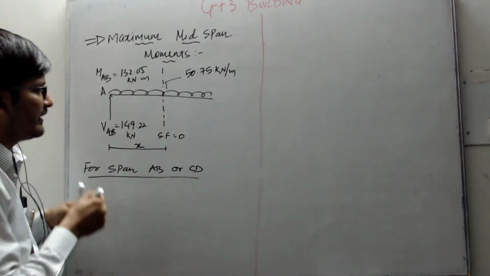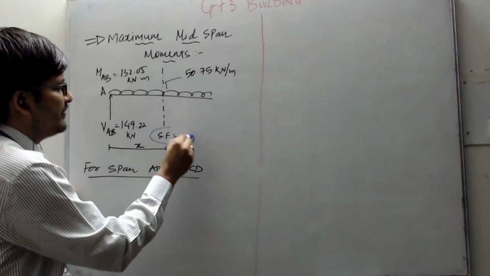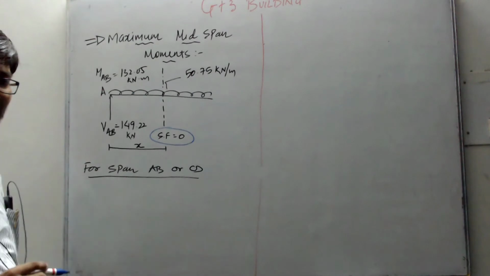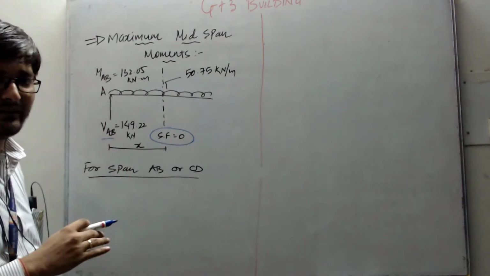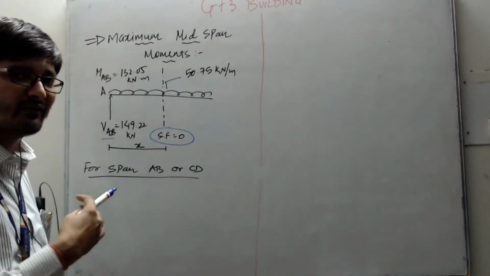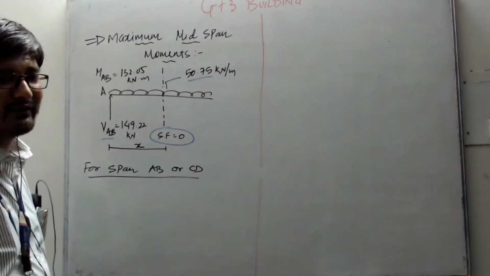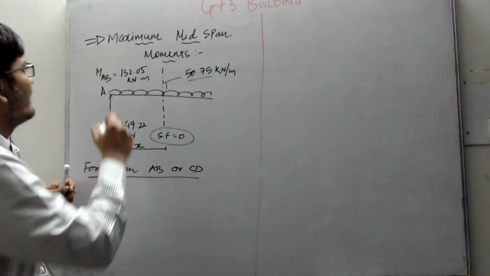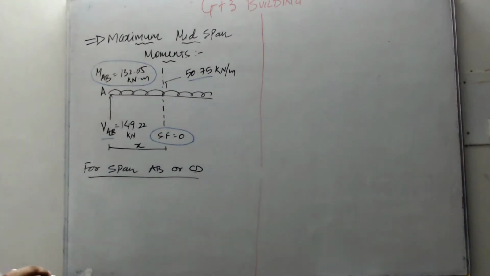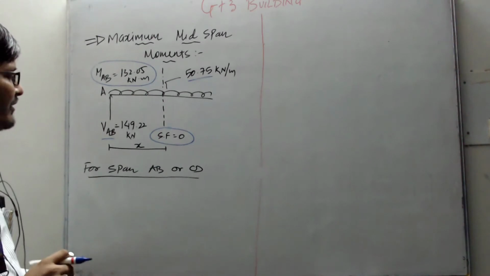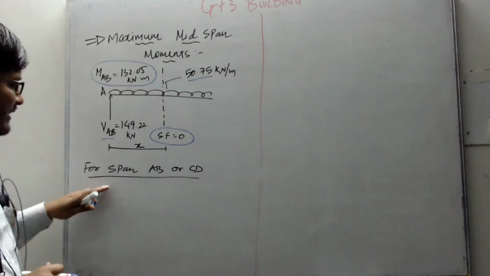If we consider that maximum bending moment point, at that point we already know that shear force will be 0. We have already calculated VAB in the previous lecture. If you do not know how to calculate this, please refer to the previous session. We have calculated the UDL of 50.75 in the span AB and CD, and we also have calculated MAB by using the moment distribution method, which is about 132.05 kilonewton meter. So first we are going to calculate maximum mid-span moments for span AB and CD.